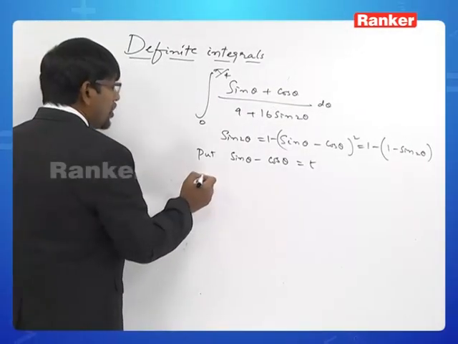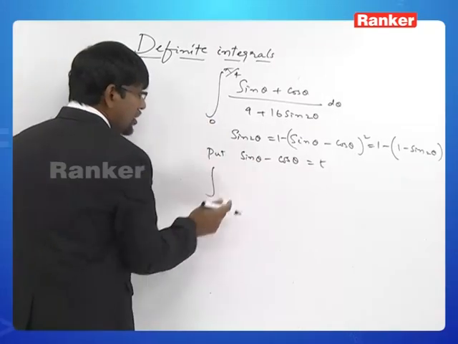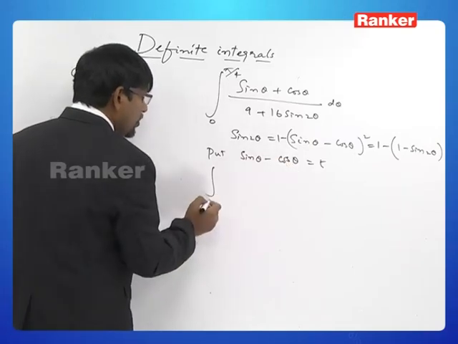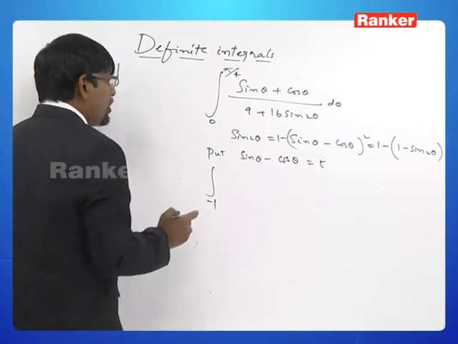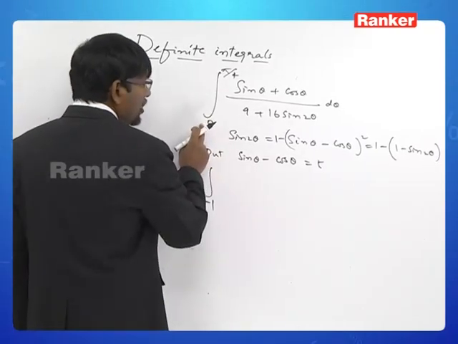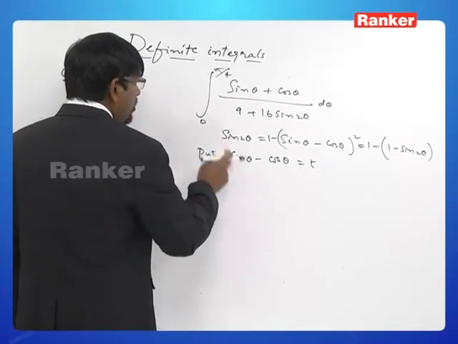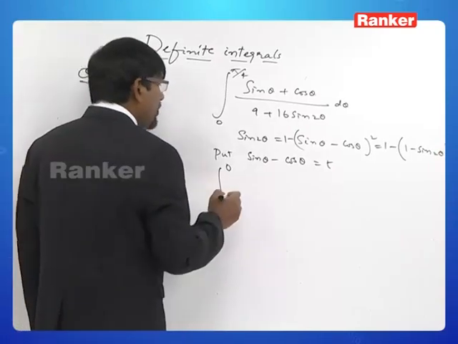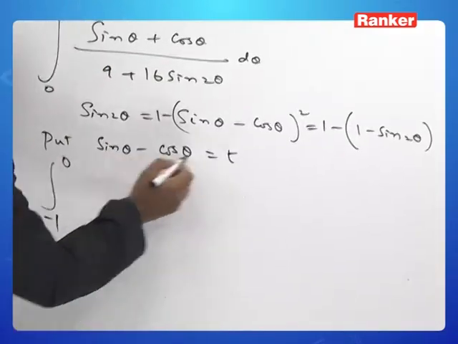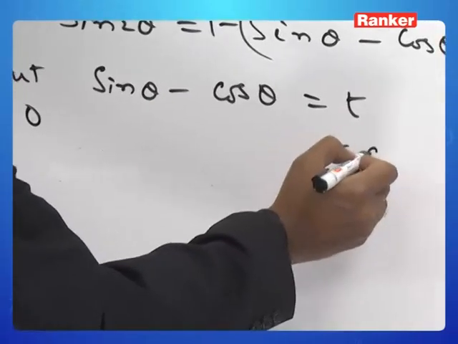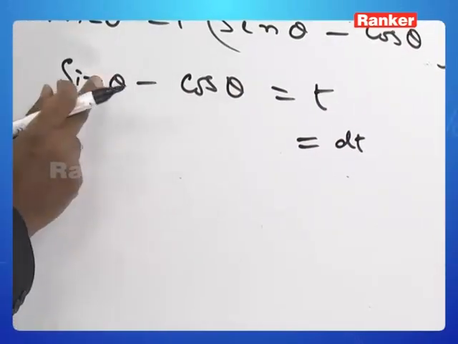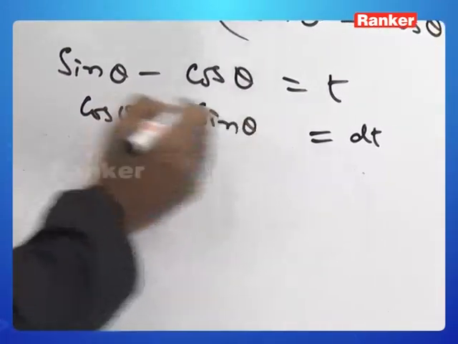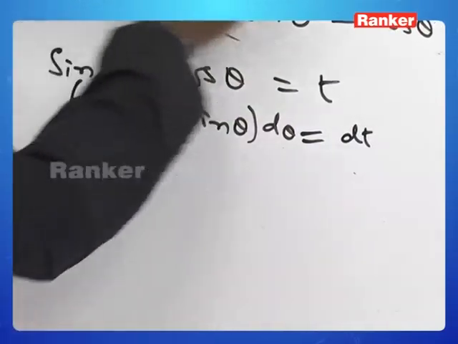What happens when theta is equal to 0? We get sin 0 is 0 and cos 0 is 1. So, 0 minus 1, we get a minus 1 here. T is minus 1 when theta is 0. And what about the upper limit? We get 0 because sin pi by 4 and cos pi by 4 are both matching. We get a 0 there. If you differentiate, dt will be equal to the derivative of sin theta, cos theta, plus sin theta, d theta. So, the numerator is matching with dt.